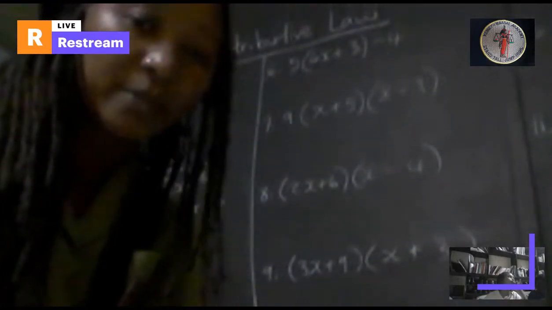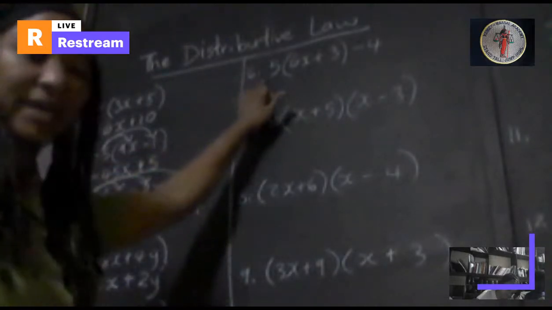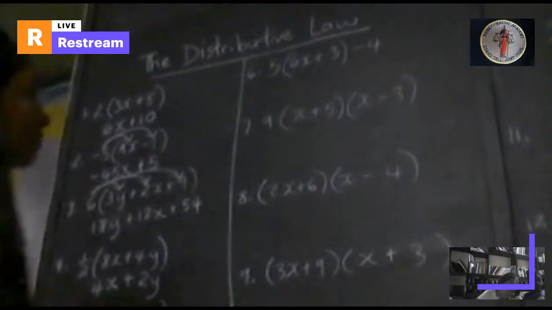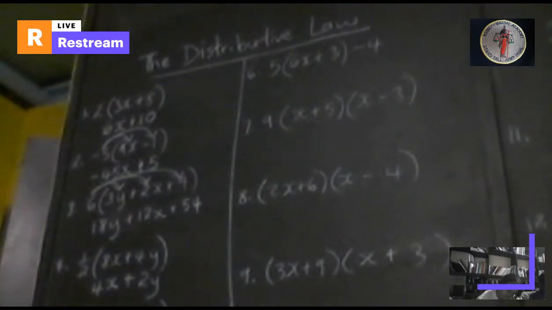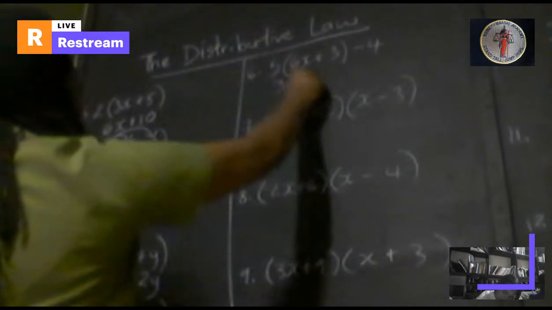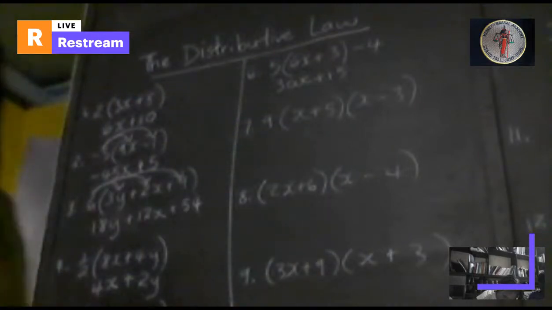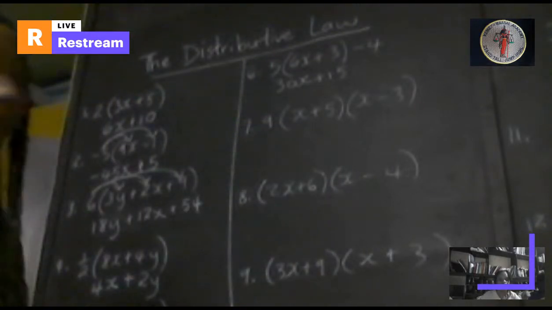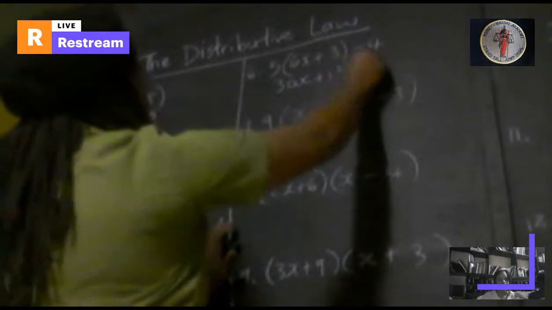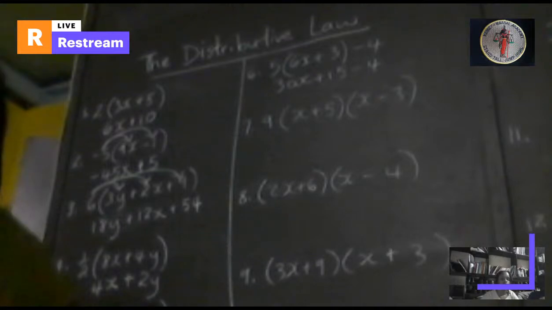All right, up to the top now. Number 6. We have 5 on the outside of the bracket, 6x plus 3, close bracket, and then we have a negative 4 to the right. So we have 5 times 6x, which is 30x, and 5 times 3 is 15. Minus 4. So what do we do with the minus 4? We just write it back. We subtract it from 15 because they're both numbers. They don't have any variable.